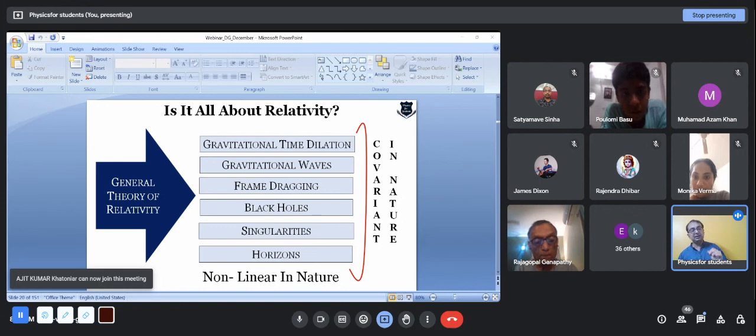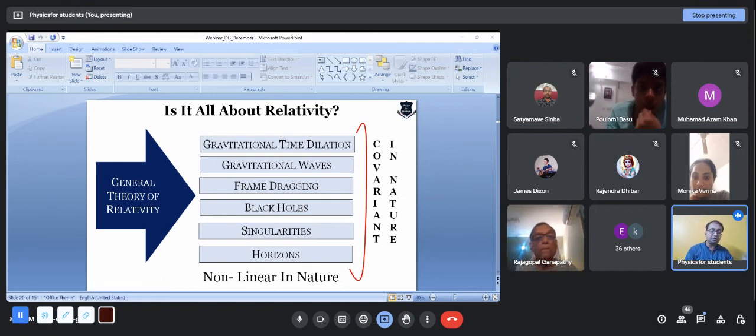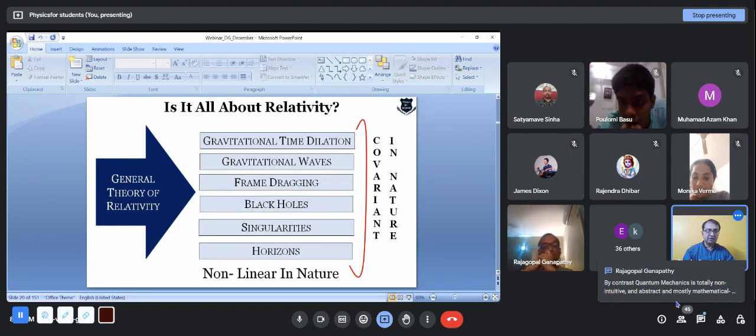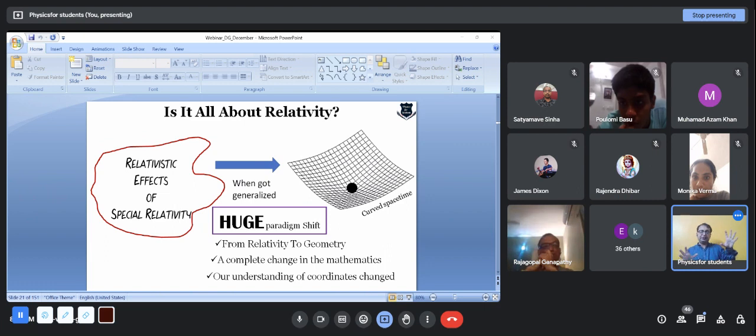And Einstein's general relativity is actually a theory of gravity which is called a covariant theory of gravity. It's totally non-intuitive. Now here you see this is the difference that you have to keep in mind. The relativistic effects of special relativity, whatever time dilation, twin paradox, there are a lot in special relativity. Now, when it is getting generalized into a curved space time, there's a huge mental shift.